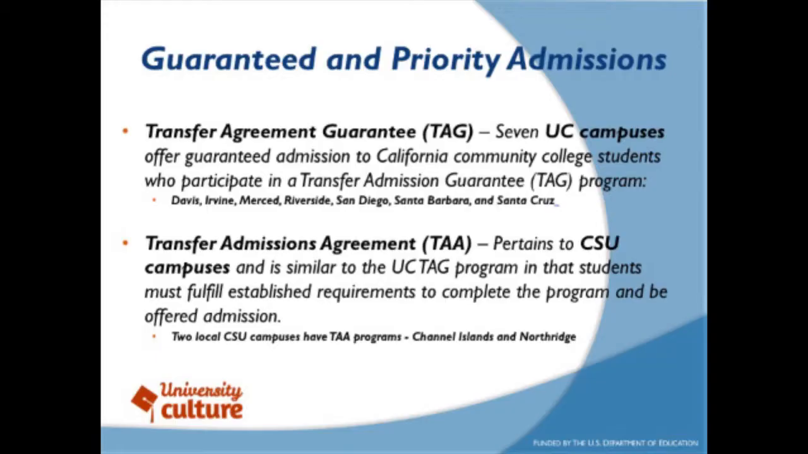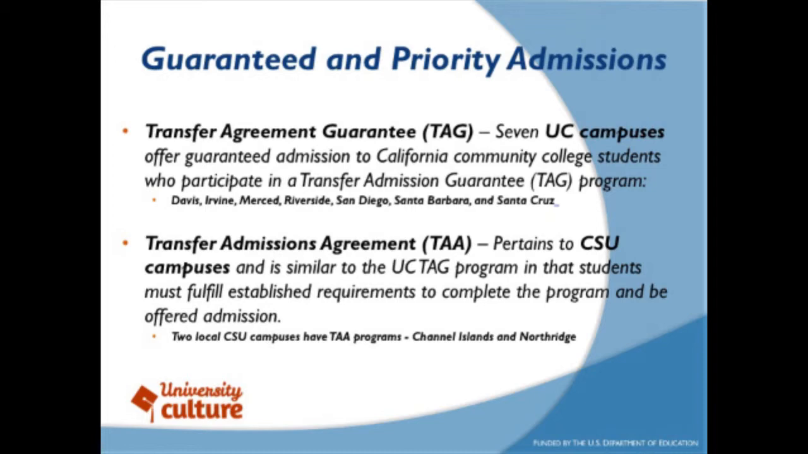Now let's talk about the two different programs that guarantee and give you priority admissions. There are campuses from the UC and CSU system that can guarantee or give you priority admission to their campuses based on meeting set requirements. These programs are known as the Transfer Admission Guarantee, or TAG program, and the Transfer Admission Agreement, or TAA. The transfer guarantee is designed to provide a defined route to complete both general education requirements and the lower division major requirements. First, I'll talk about the Transfer Admission Guarantee, also known as the TAG program.